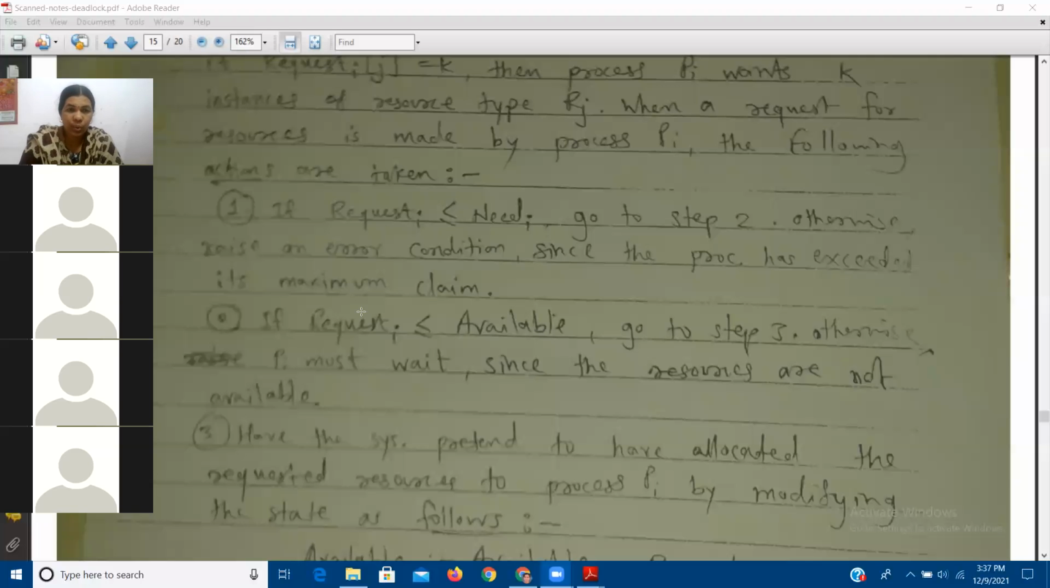Okay, so this is step 2. If request of i is less than or equal to available, go to step 3. So what are we doing? We are checking the request, whether it is less than or equal to need, as well as whether it is less than or equal to available.